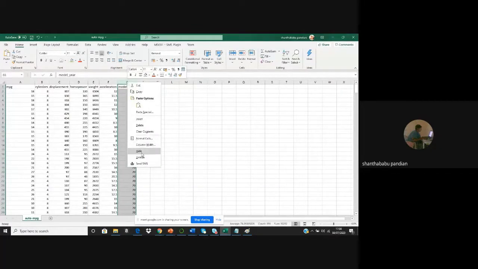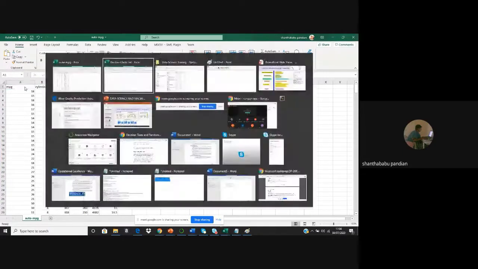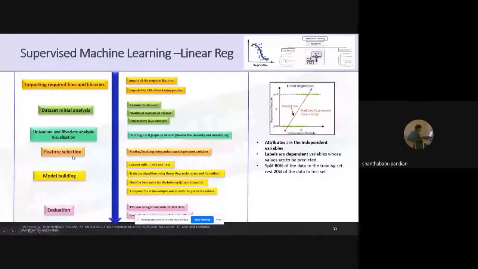Acceleration might impact my MPG, so I'll select all these five columns to do the analysis. Sometimes acceleration is not a major thing for my analysis, so I can go ahead with only four columns and predict my miles per gallon values. This is nothing but my feature selection. I'll give you a nice sample. Probably I will prepare some slides or a simple video and share it with you guys, because it's a bigger process.